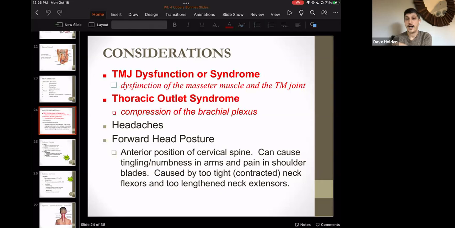And forward head posture. Forward head is caused by tight flexors. So these guys pull down on the head, causing it to be held forward of its anatomical neutral position. This causes numbness and tingling in the arms and shoulder blades because, again, all these muscles are either pulled short and tight, or the muscles on the back are going to be stretched long and they're going to be stretch weakened.